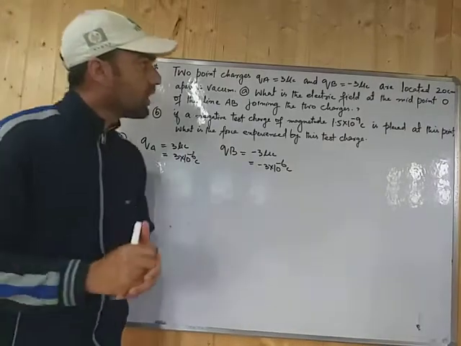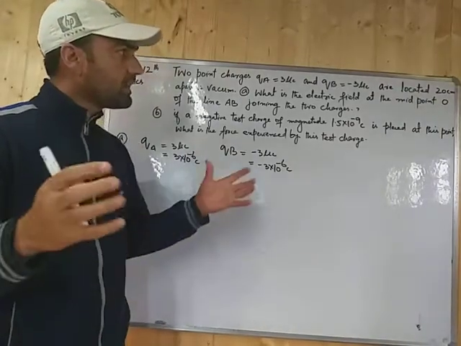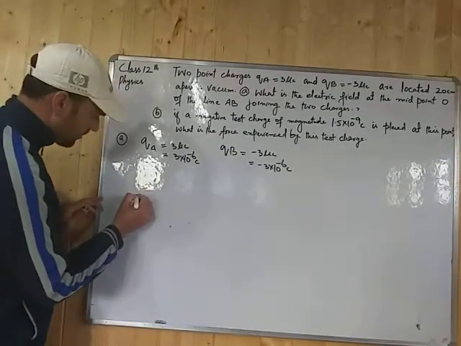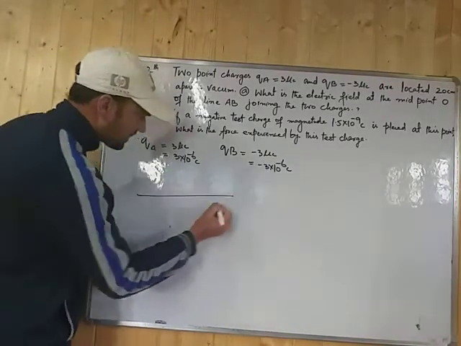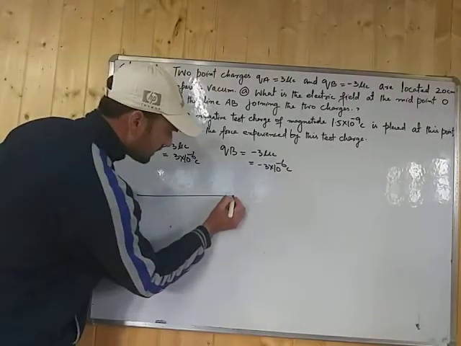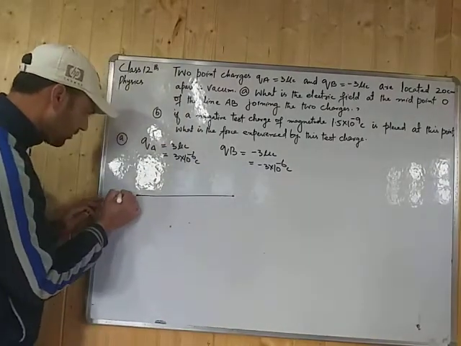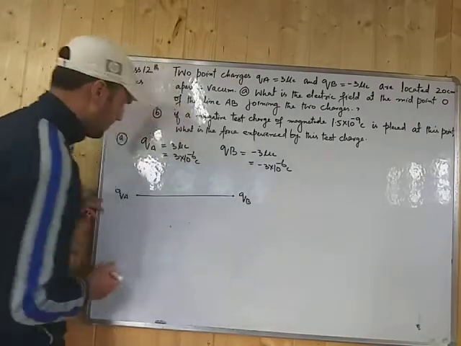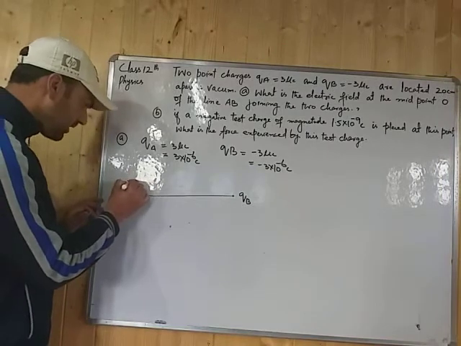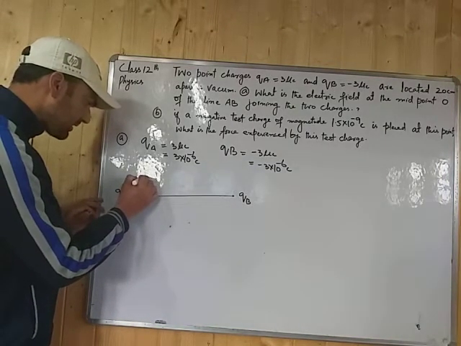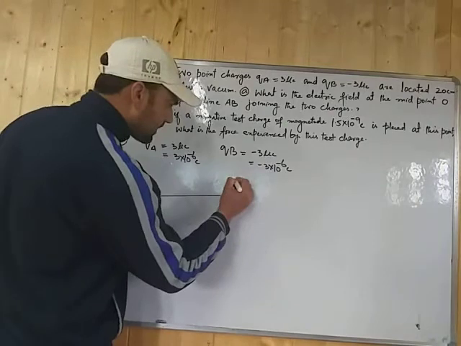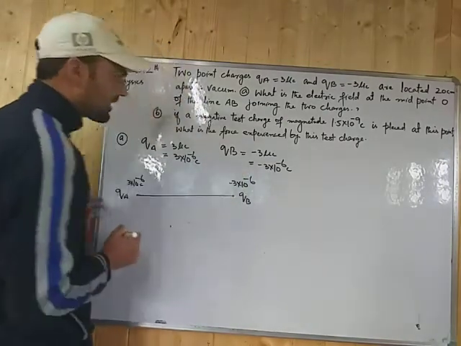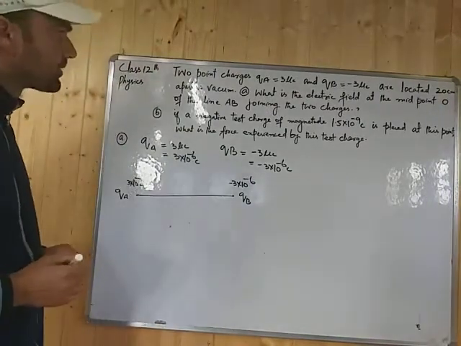Now these two point charges are located 20 centimeters apart in vacuum. So here it is charge first, QA, at a distance of 20 centimeters. Now this is QB. The magnitude of this charge is 3 into 10 raised to power minus 6 coulombs, and the charge of QB is minus 3 into 10 raised to power minus 6 coulombs.